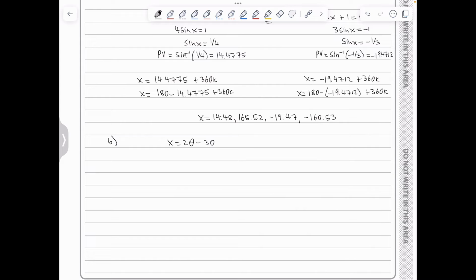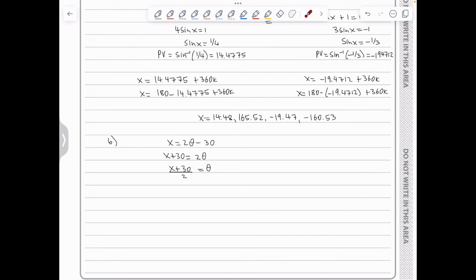We found the solutions for x. We're trying to find the smallest positive solution for theta. So it makes sense to make theta the subject here. We get x plus 30 is equal to 2 theta. So x plus 30 over 2 is equal to theta.